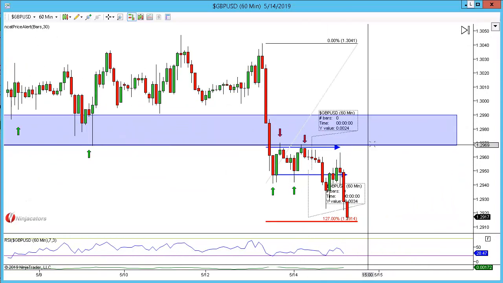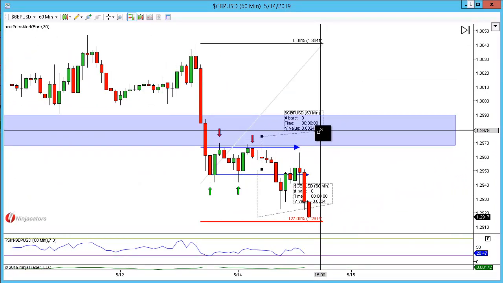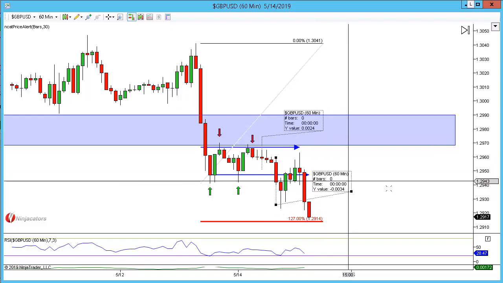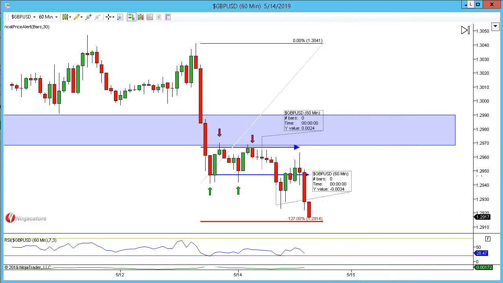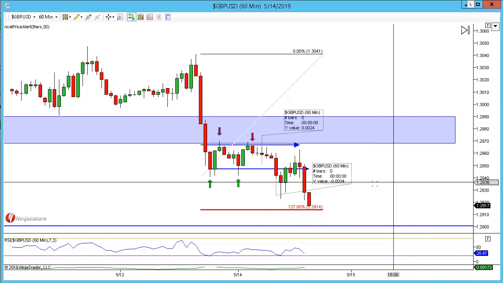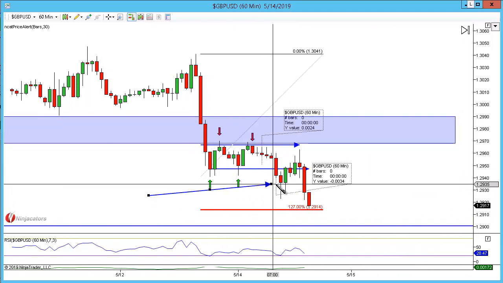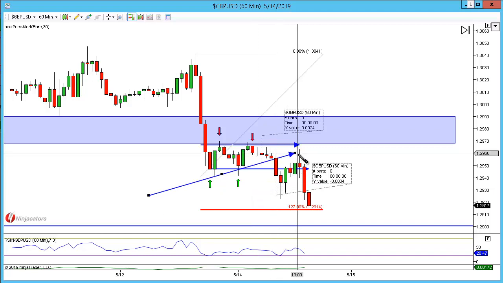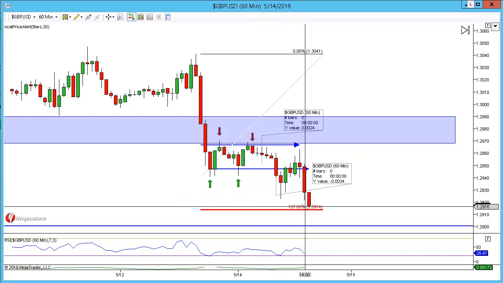And we're back for the update, and low and tight flags are the theme for the past few days. I've had 4 of these and 4 winners of the low and tight flags. So on this one, here on the hourly, we did break out to the downside. We saw a pullback, giving you a second chance entry, and rallied down to hit targets.